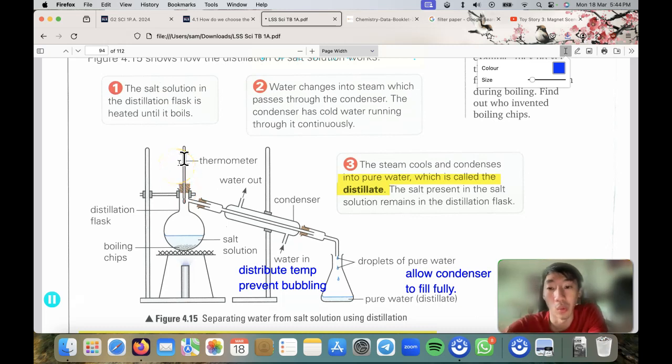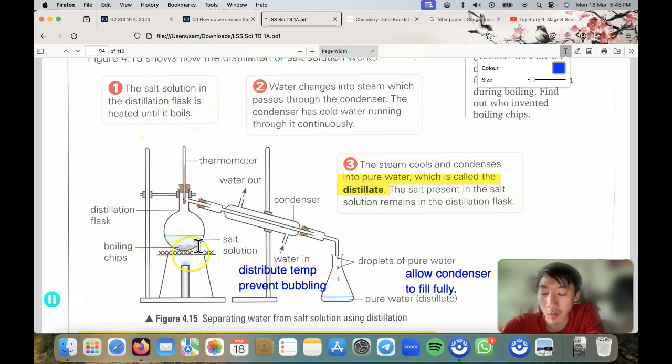First, let's talk about salt and water. We know that salt has a very high melting and boiling point, so it's almost impossible to turn the salt into a gas. Whereas water has a boiling point of 100 degrees. It turns into a gas, water vapor, at 100 degrees. So what we do is we heat up the salt solution in a distillation flask until it boils.